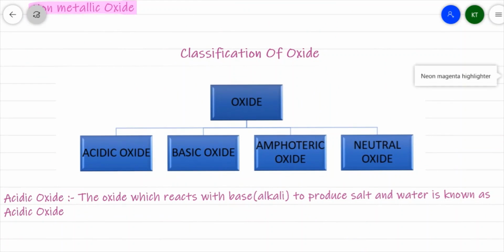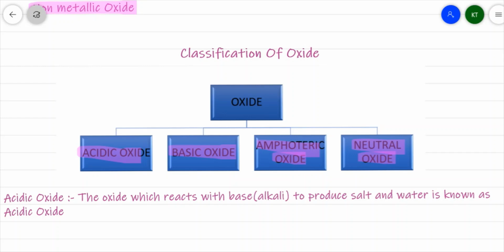The oxides are classified into four different categories. Based on their nature, we classify oxides into four different types. The first is acidic oxide, second is basic oxide, third is amphoteric oxide, and fourth is neutral oxide.